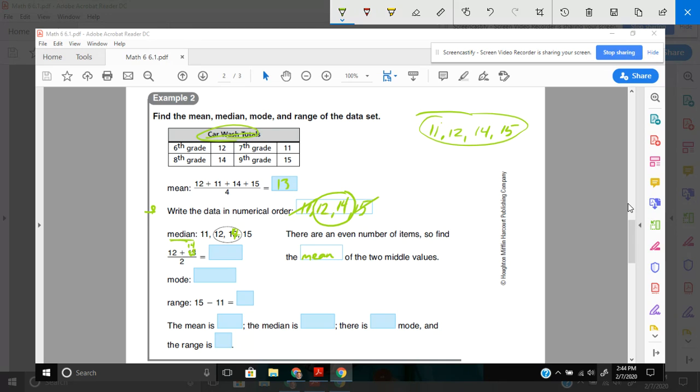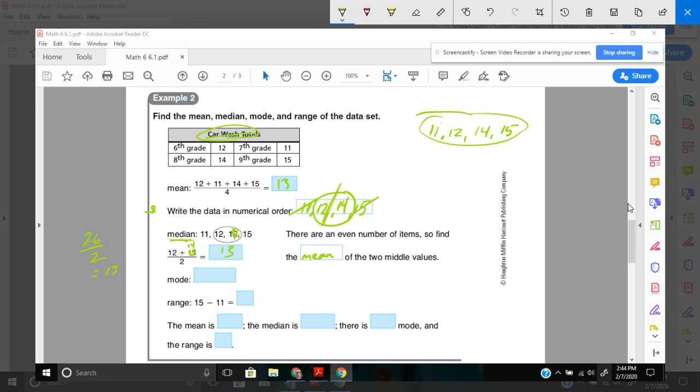But what's in between 12 and 14, the middle of that would be 13. So if you find the mean, 12 plus 14 would give you 26, and 26 divided by 2, since there's 2 data points, would give you 13. So actually, this should be 13 for the median.